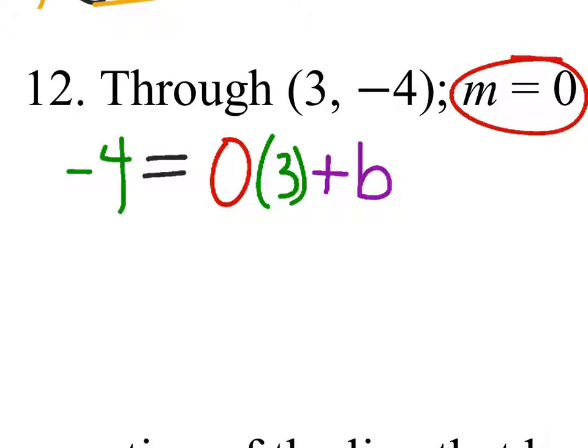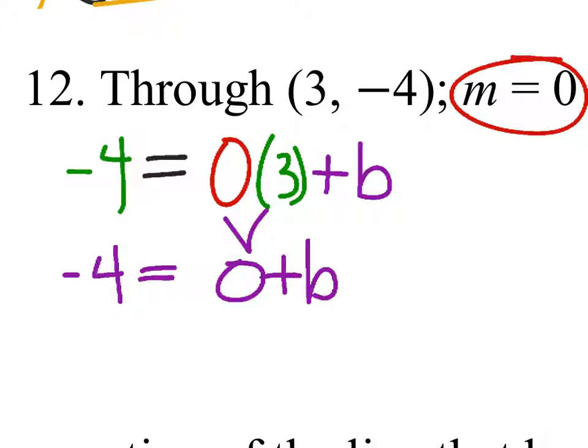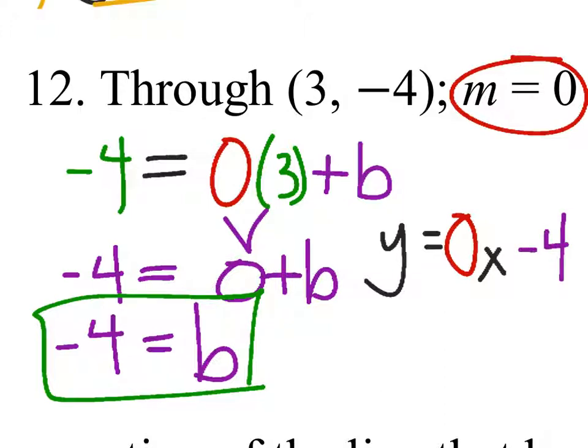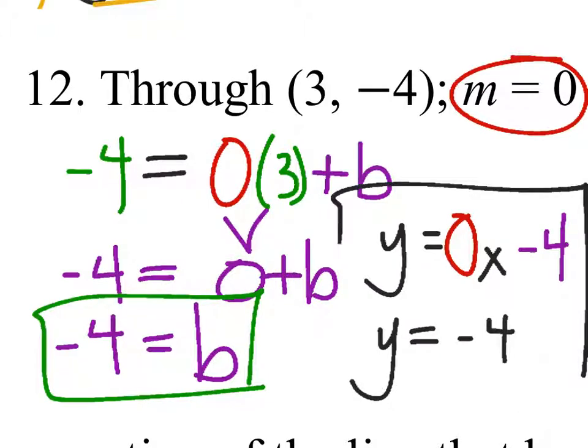Well, now all I'm going to do is solve this thing. So 0 times 3 is 0. So I got negative 4 equals 0 plus b. Then I just subtract 0 on both sides. Nope, just cancel it away. Negative 4. Well, b is negative 4, right? So in the equation, now that's not the answer, by the way, it's y equals, I got a slope of 0 times the x. And then I got a b value that is negative 4. Again, if you wanted to write this fully simplified, y equals negative 4, that's okay. But I'm okay with either of these.